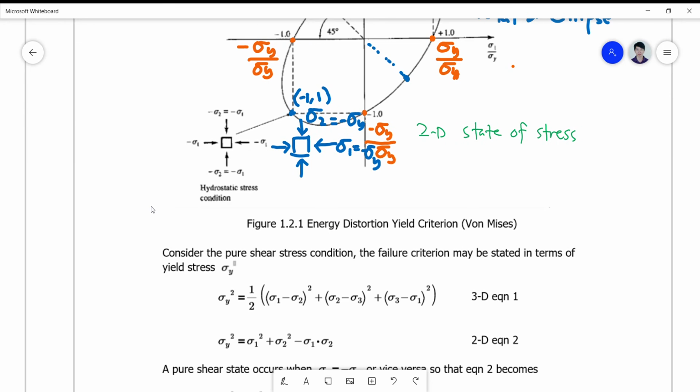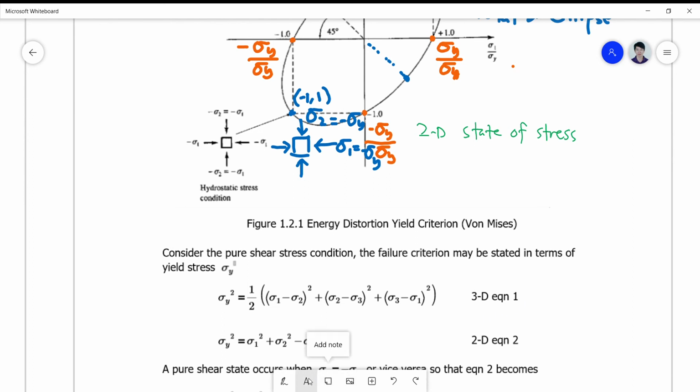Okay, so if we consider now the pure shear stress state or condition, the failure criterion may be stated in terms of the yield stress, which will come from the three-dimensional stress equation derived from continuum mechanics or any mechanics of materials, in the form defined in equation 1. So this is a three-dimensional state of stress.